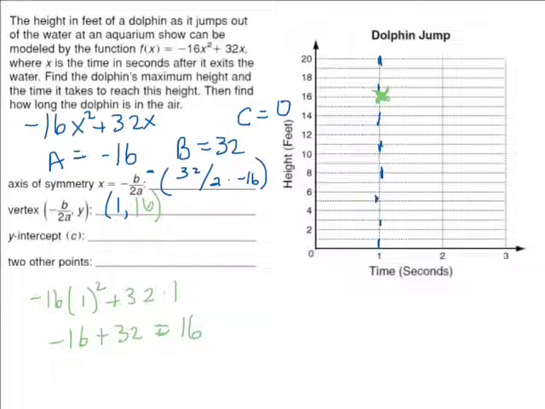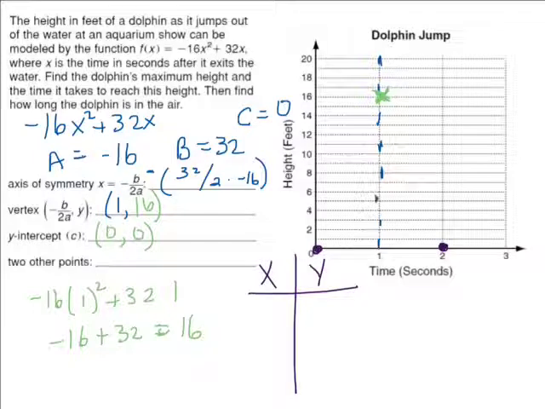Alright, the y-intercept. We know what C is. It's 0, so we can put a point at 0, 0. Now remember that our axis of symmetry keeps everything sort of alike, so we're just going to go 1 over, 1 over. We're going to put a point right here too. Alright, so if I make a T-chart, bam, bam. Making a T-chart here, we've got 1, 16, we have 0, 0, and we have 2, 0.